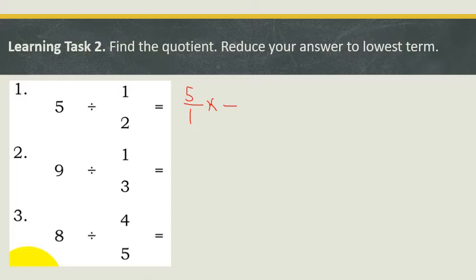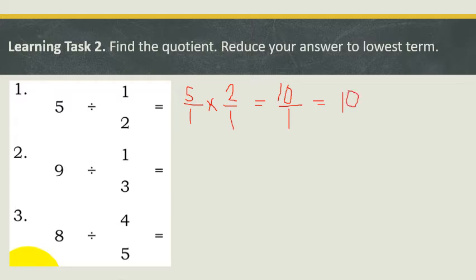Then, ang 1/2 po ay gagawin nating reciprocal. So, magiging 2/1. So, kapag pinag-multiply natin, 5 times 2 ay 10. 1 times 1 is 1. So, ang 10/1 ay equivalent sa 10. Then, ganun din sa 2.